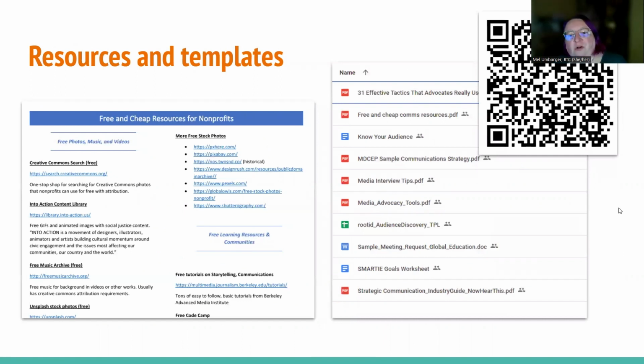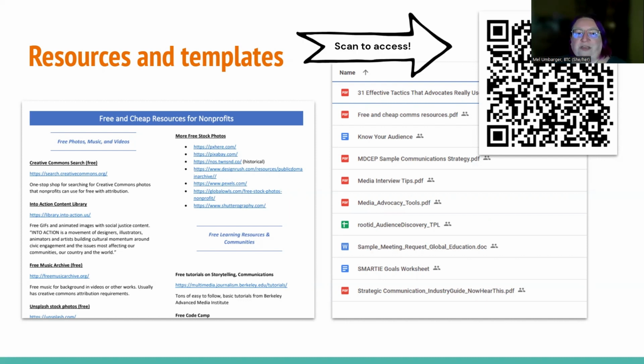We have put together a Google Drive with several resources for you to learn more about the things that we've been talking about. There are some templates, and some samples of things like press releases and emails to journalists. One thing that a lot of folks I do these sessions with find really helpful is my guide to free and cheap resources for nonprofits.